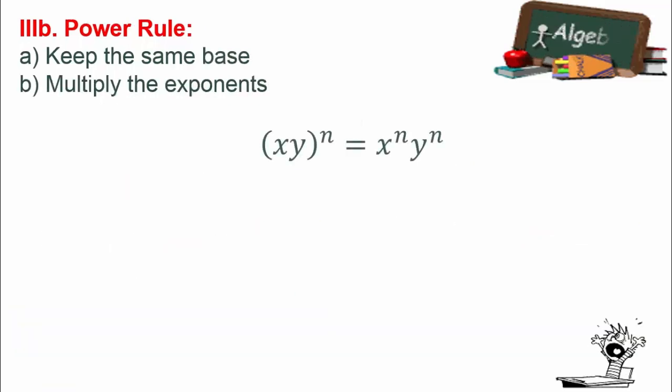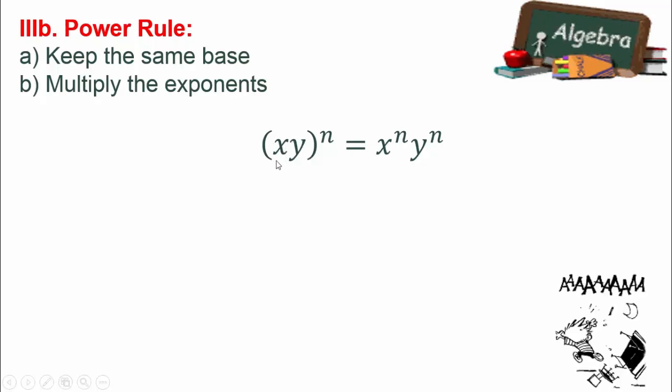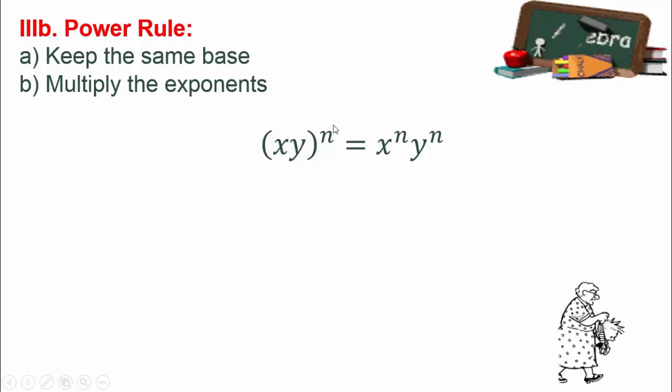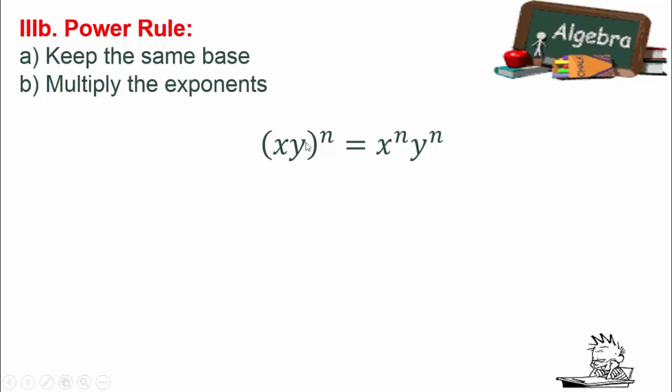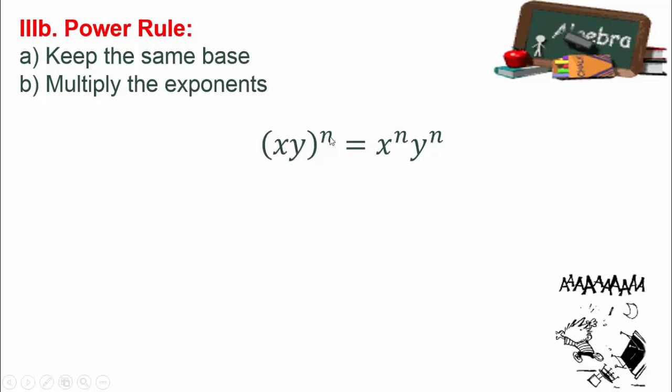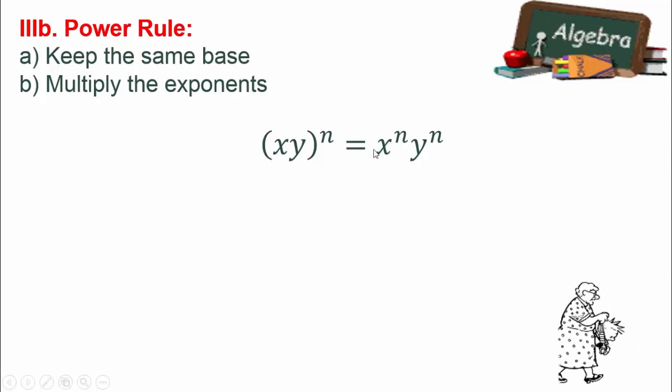Another aspect of the power rule is if we have anything inside the bracket. So here, when we have the power outside of the bracket, we have to bring the power inside everything that's inside the bracket. So in this case, we have inside the bracket x and y, so that means we have x to the n, y to the n.